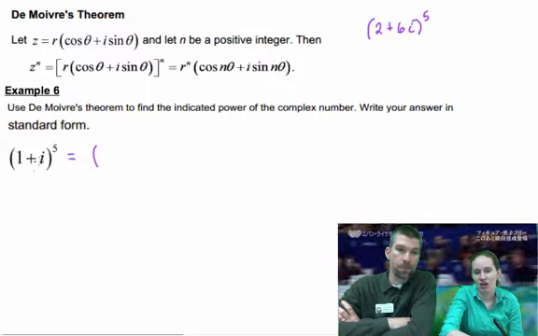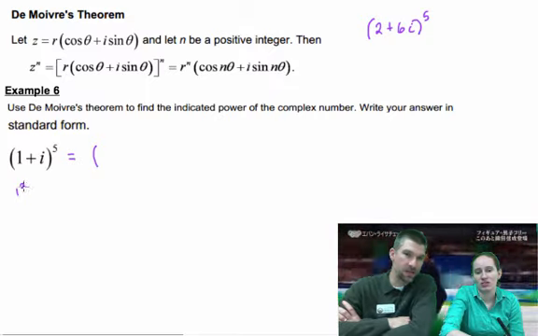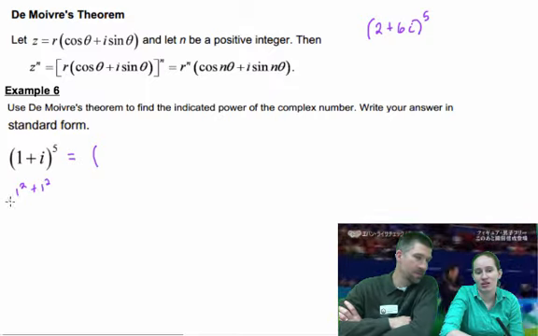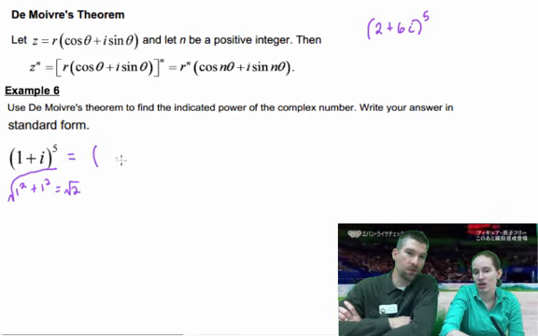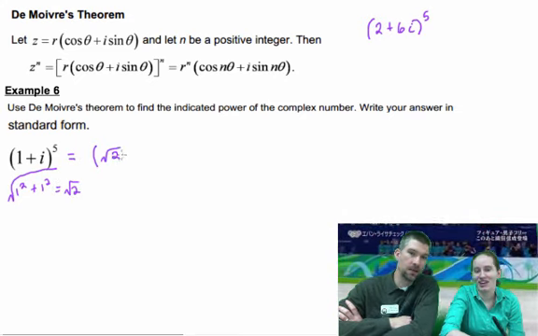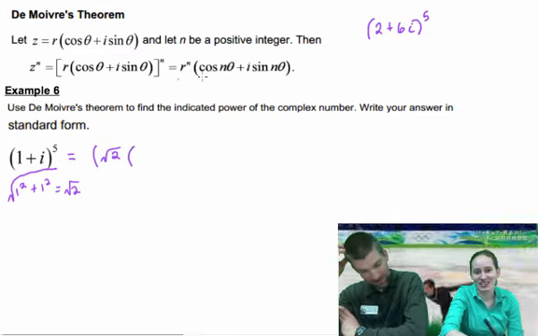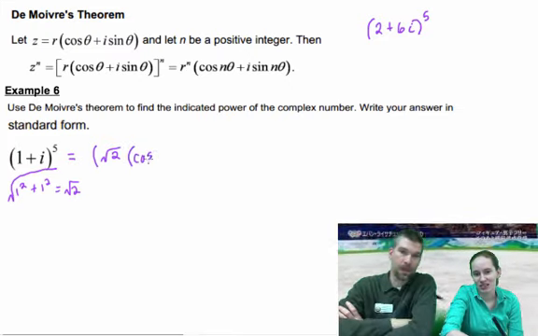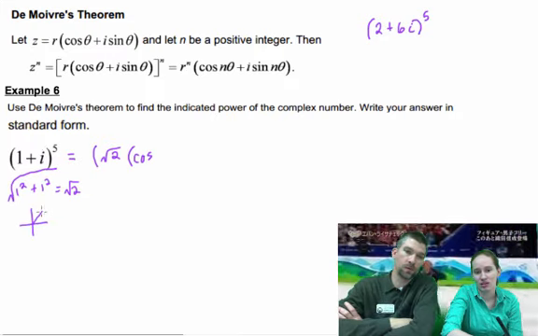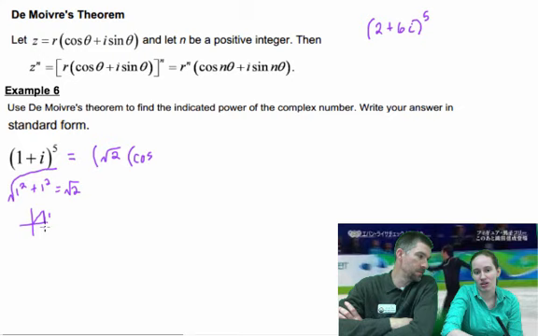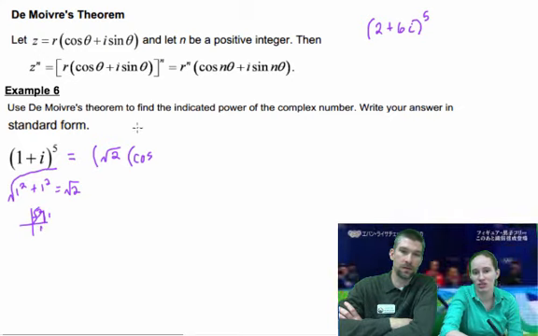So our R: we do 1 squared plus 1 squared, square root, and get square root of 2. And then cosine theta. Now, if you're thinking about this, we have this point 1 comma 1. We just found out R was square root of 2. This is a 45-degree angle.